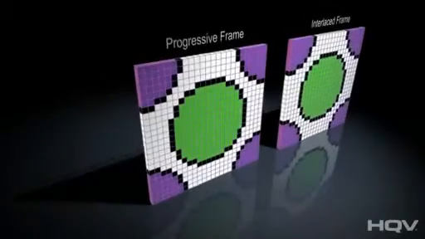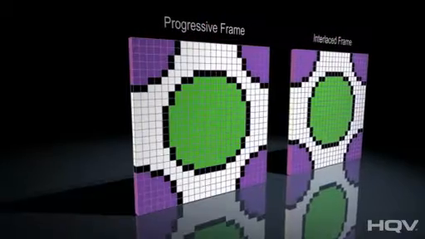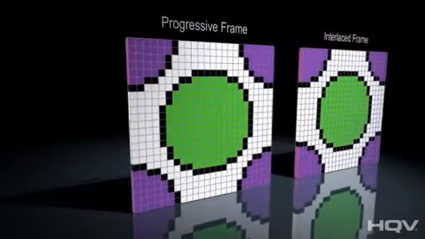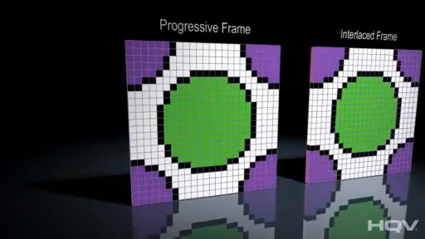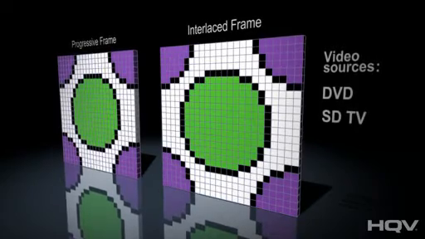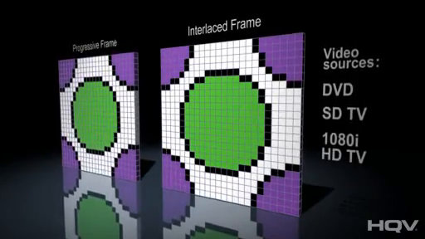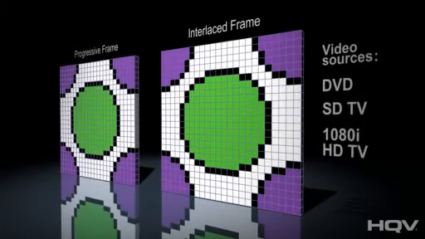Today's high-definition video displays are progressive scan, forming images with an array of pixels. Each frame is displayed in its entirety, all at once, with all pixels being activated simultaneously to form the complete image. However, most video sources, including DVD, standard definition TV, and 1080i high-definition TV, transmit interlaced images.